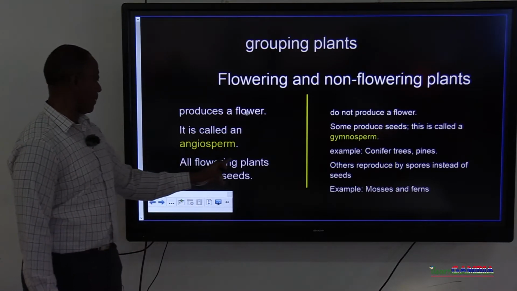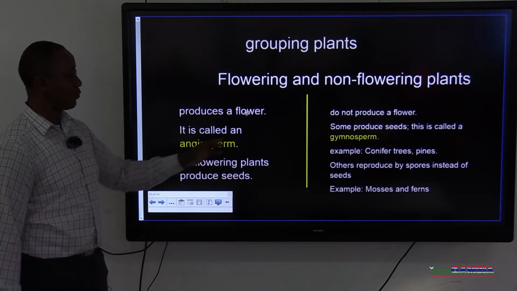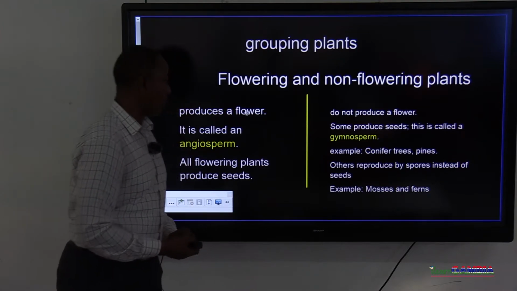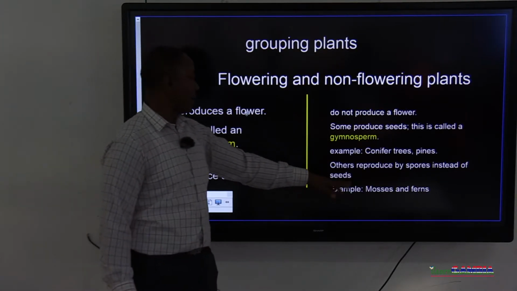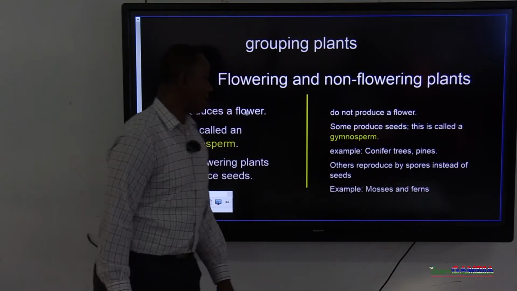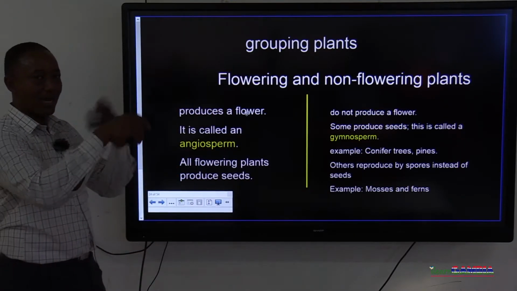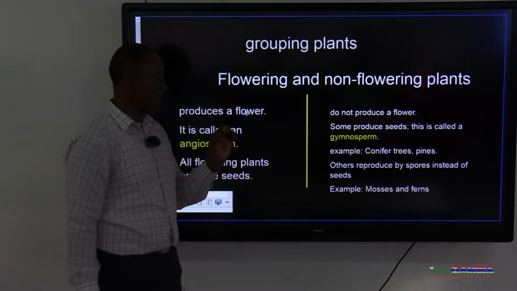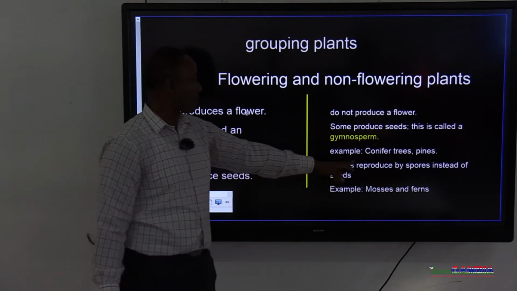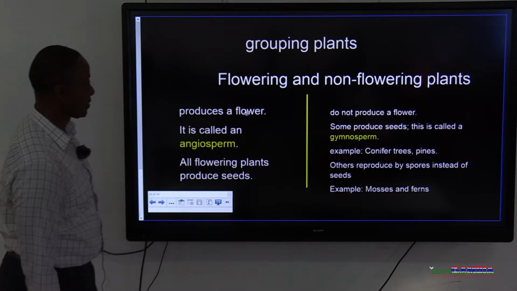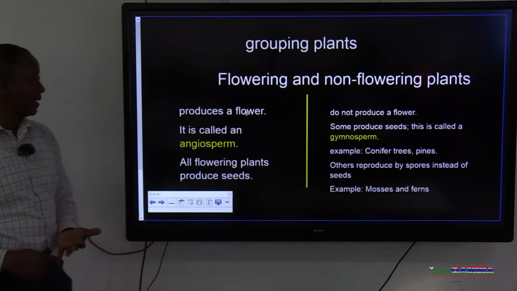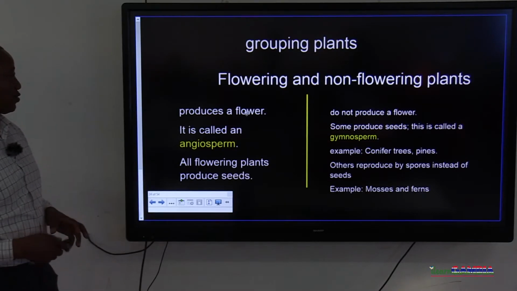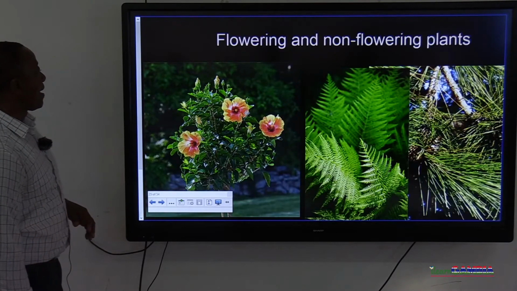Now, all flowering plants produce seed, but when you come to the non-flowering plants, some produce seeds, others don't produce seeds. And the examples here would include the conifer trees, the pine, and those that look like those Christmas trees. You know, they have needles for their leaf. Their leaves are like needles. Others reproduce by spores instead of seeds. The moss plant and the ferns, now these ones reproduce by producing spores.